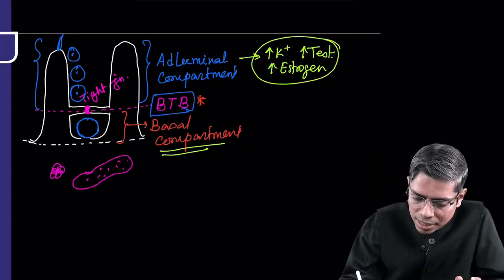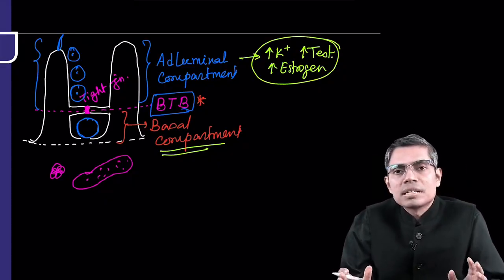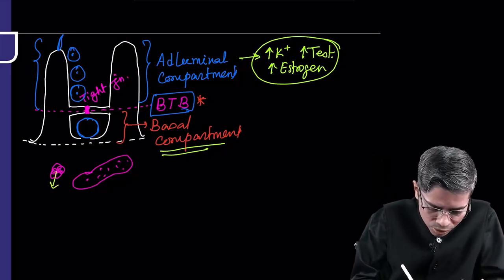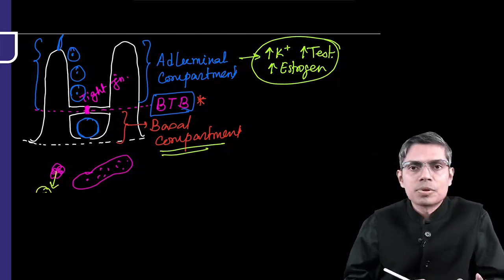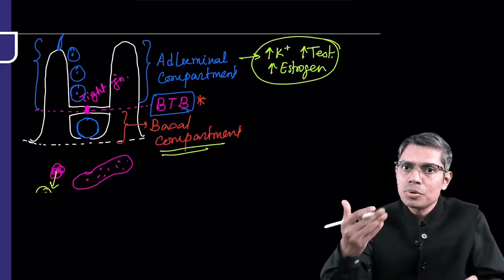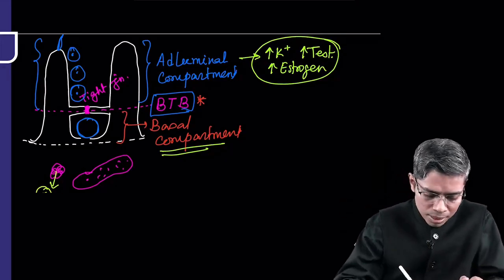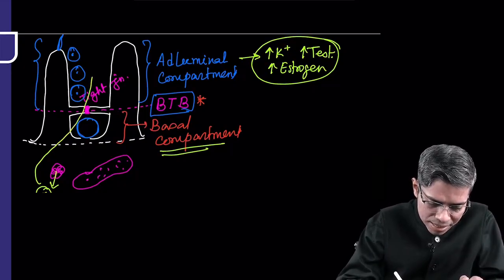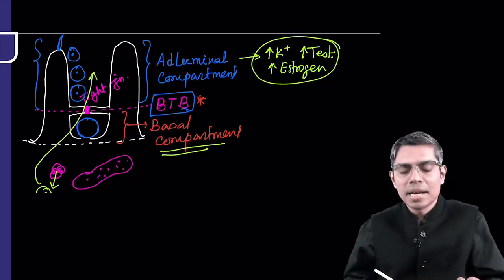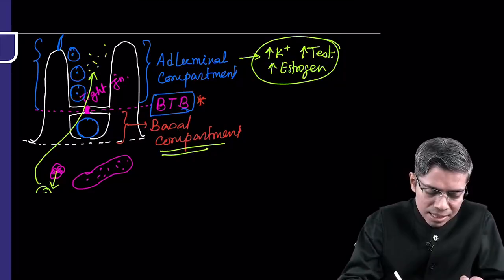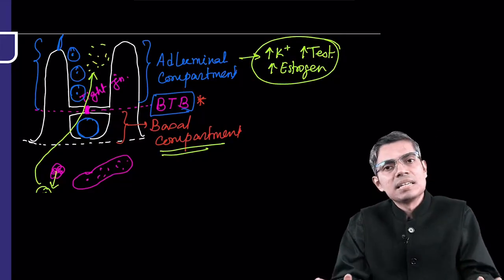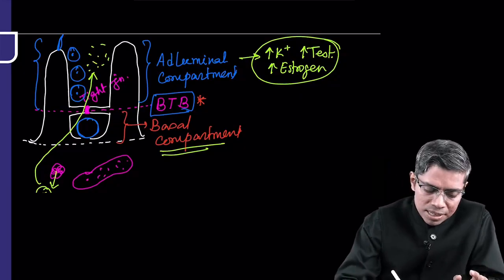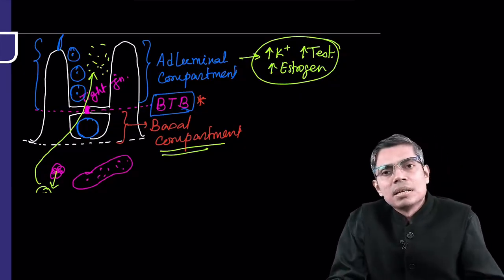Now look here, I told you testosterone is very high inside the adluminal compartment, but where is the testosterone produced from? The testosterone is produced from the Leydig cells, which are present outside this adluminal compartment. But because testosterone is a steroidal hormone, it can easily penetrate the blood testis barrier and enter inside the adluminal compartment. So that's why the concentration of testosterone is very high inside this adluminal compartment.